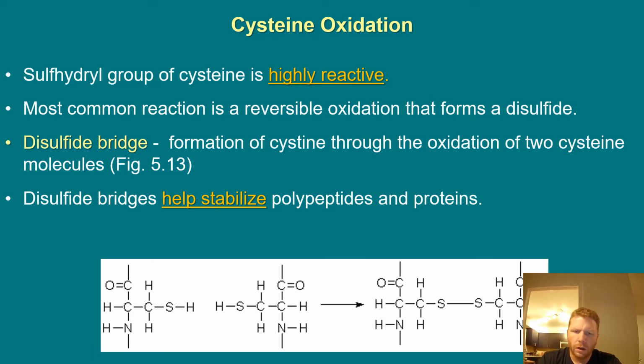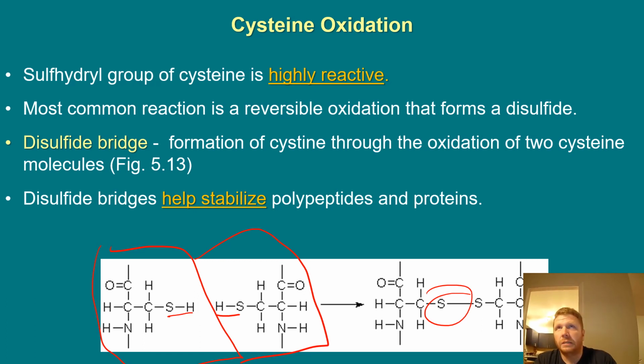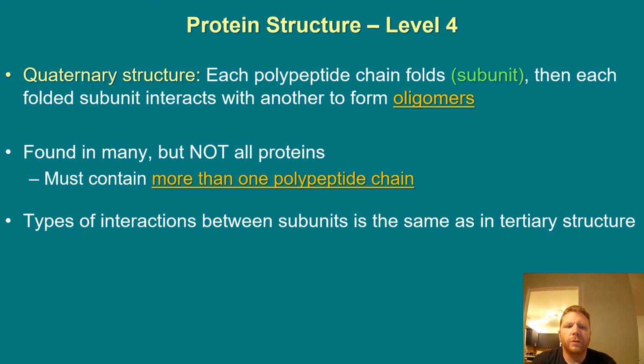Okay, so what we've got here at the bottom is one cysteine residue, and here's another cysteine residue. Those two residues have this nice little sulfhydryl group. And what ultimately happens is they both get oxidized and form this disulfide bond, or this disulfide bridge. This is a very strong bond. It could care less about the pH of a solution, and it's going to help stabilize polypeptides and proteins. Yes, there we go. The fourth and highest level of protein structure is known as your quaternary structure.